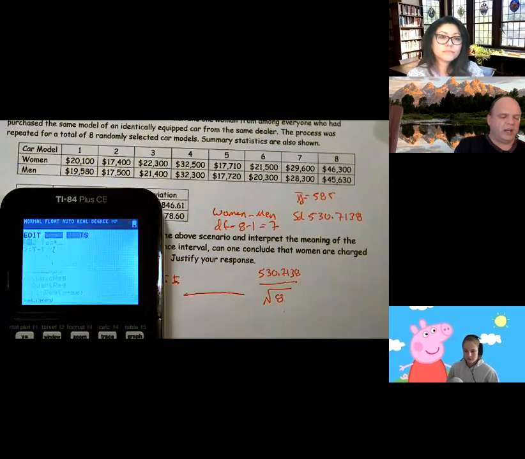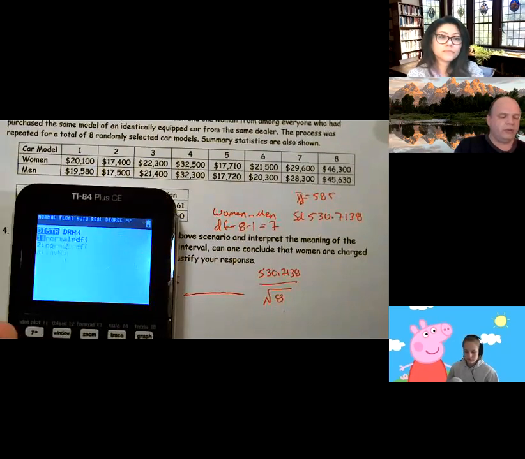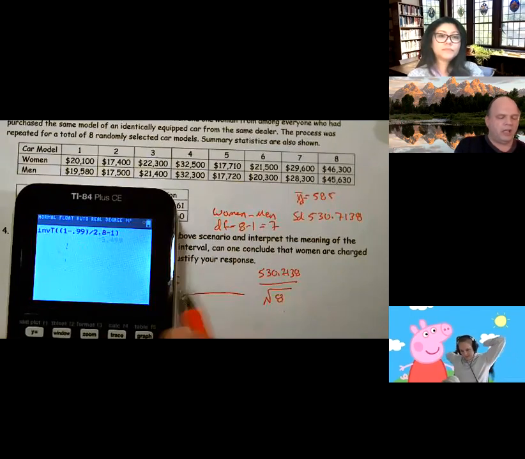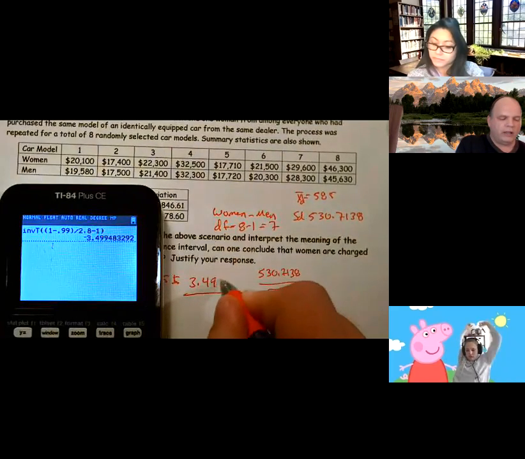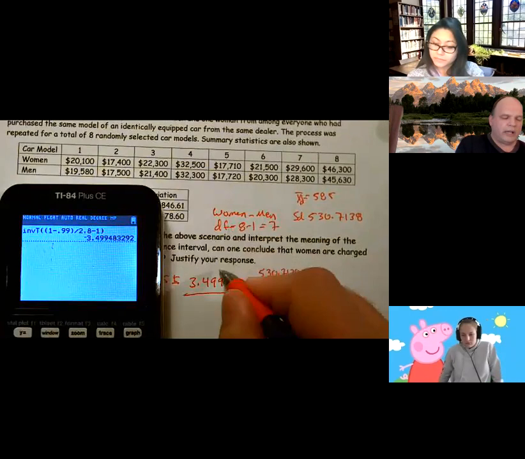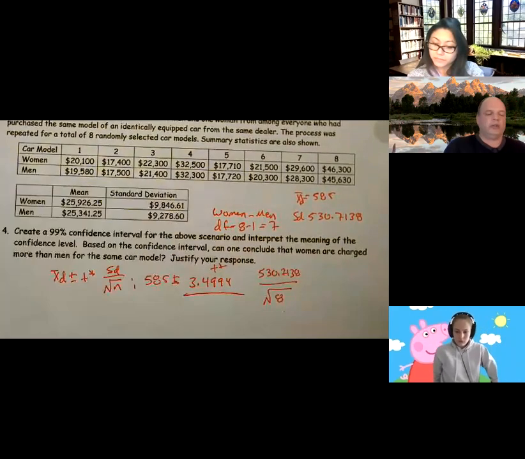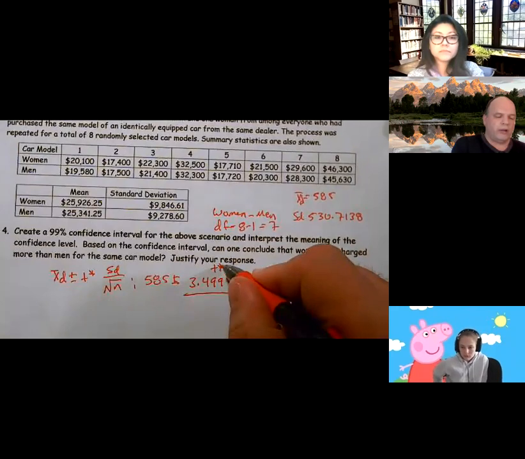Second vars, inverse T, parentheses 1 minus, my confidence level was 99, so 1 minus 0.99 divided by 2. Degrees of freedom in this case are 8 minus 1, or I could have just typed in 7. And I end up getting a T star of 3.4994. Like I said before, you're going to have to know how to calculate that, and you're going to have to show your work on that. Otherwise, you're going to lose a fair number of points.